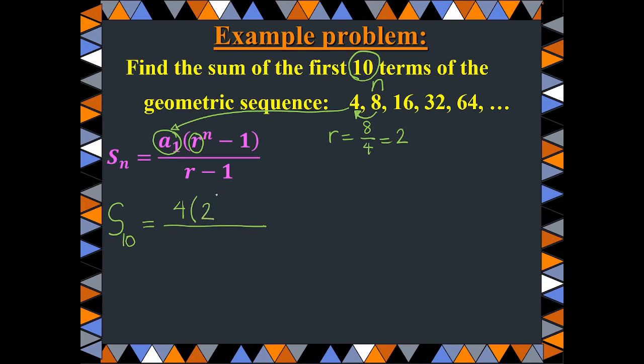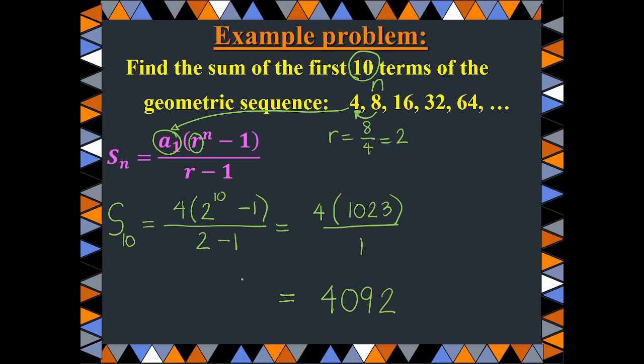What is the value of n? 10. Minus 1 all over 2 minus 1. Kindly use your calculator. What is 2 raised to 10? Minus 1. There you go. Then let's subtract these two. You'll get 1. Calculate this. 4 times 1023. How much do we get? 4092. This will be the sum of the first 10 terms of your sequence.